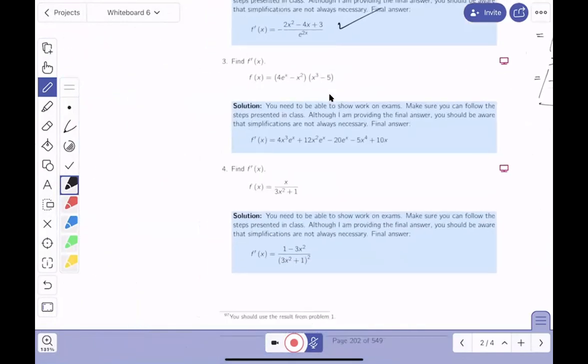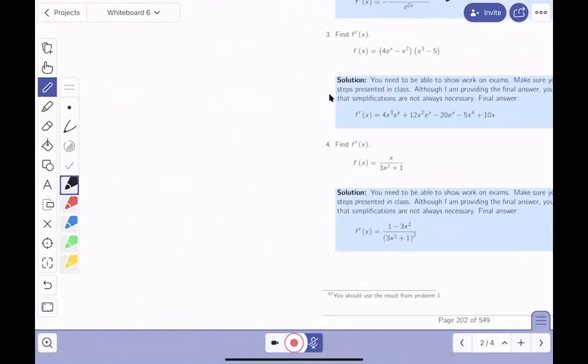All right, let's look at number 3. It says find the derivative, and this is a section on product rule and quotient rule. So I'm going to write down f prime. What's nice about the product rule, you could do it in a different order and still get the same answer. So it's going to be the first function, which is 4e to the x minus x squared, times the derivative of the second function, which is 3x squared, plus the derivative of the first function, which is 4e to the x minus 2x, times the second function.